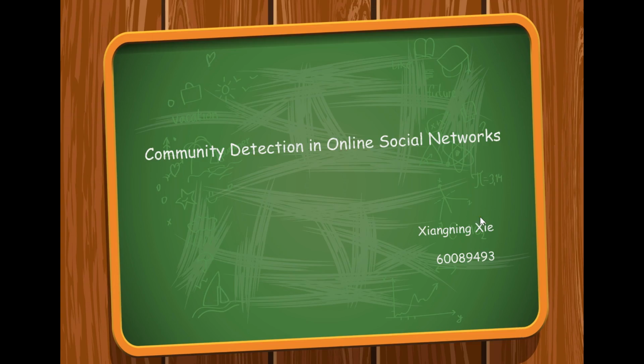Hello everyone. Today my topic is community detection in online social networks. To start my presentation, first I will show you the most famous GN algorithm and FN algorithm in the field of community detection. And then I will compare these two algorithms, mostly focusing on the complexity. And then I will go to test these two algorithms using a real-world network.